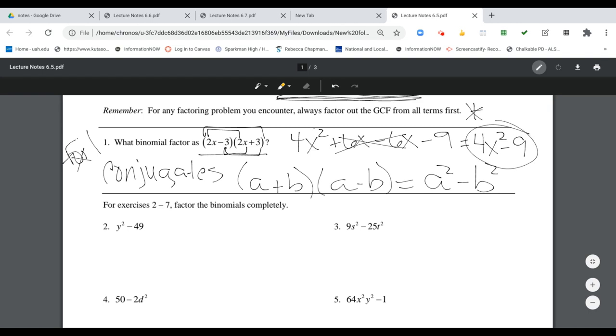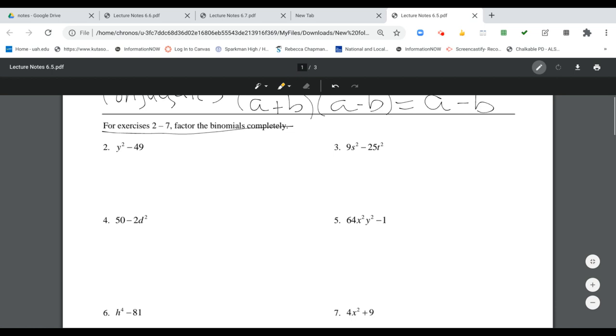Now, what we're going to do is I'm going to give you this, and you're going to have to produce the factors. Our directions for 2 through 7 say to factor completely. So the first thing we need to do is look for a greatest common factor. y squared and 49 do not have a common factor other than 1. Now, my exponent is even, it's a 2. 49 is a perfect square number, 7 times 7, and I am subtracting those two. So I do have my a squared minus b squared scenario.